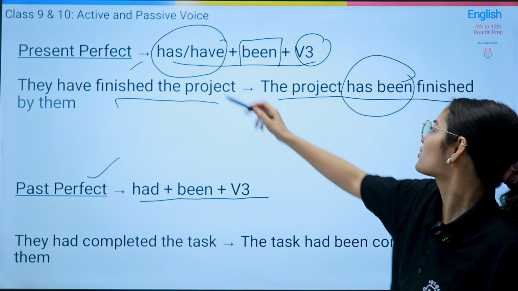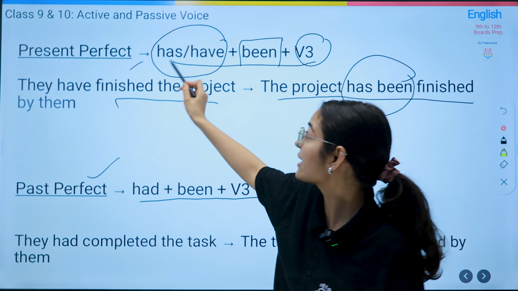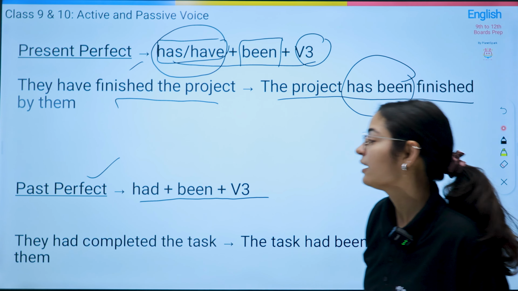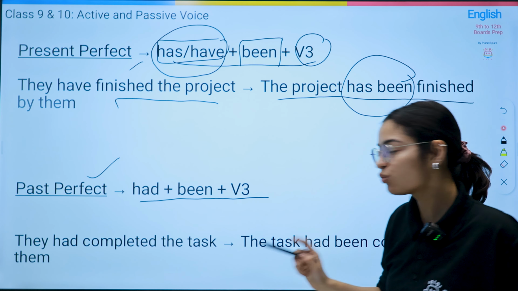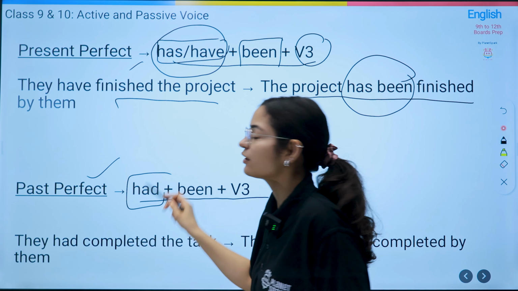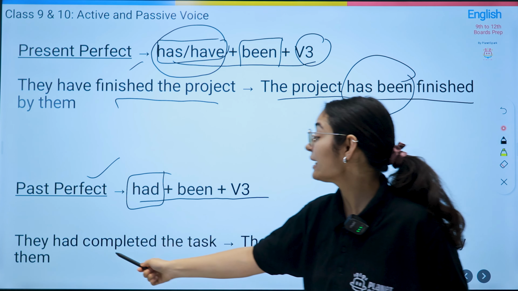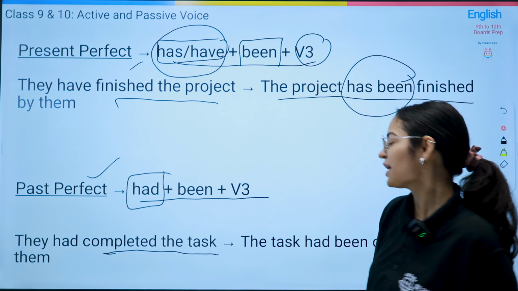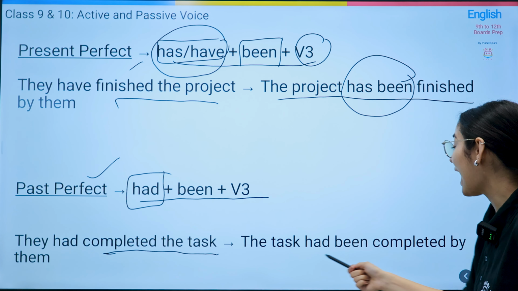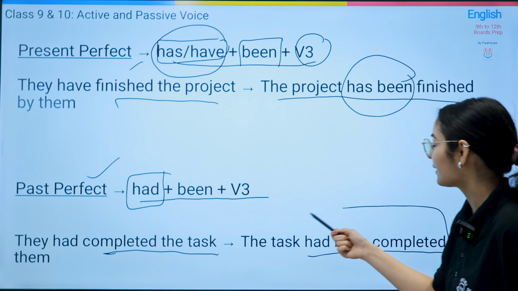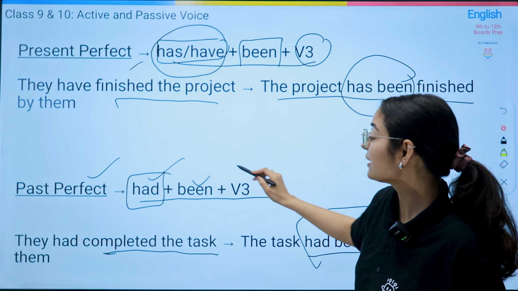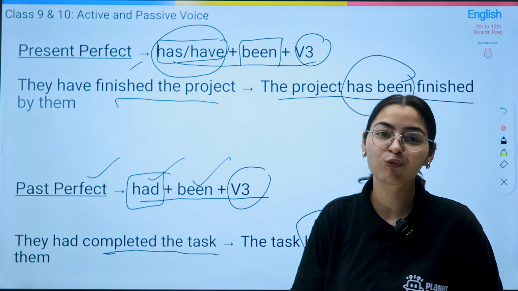Notice here again the structure is almost similar, but for present tense we use either of these helping verbs, which is has or have. For past perfect, it's just one, which is had. Now let's look at an example here. They had completed the task. If we have to change it into passive voice, we will say the task had been completed by them, right? So we are using had, we are using been, and with it, the third form of verb.